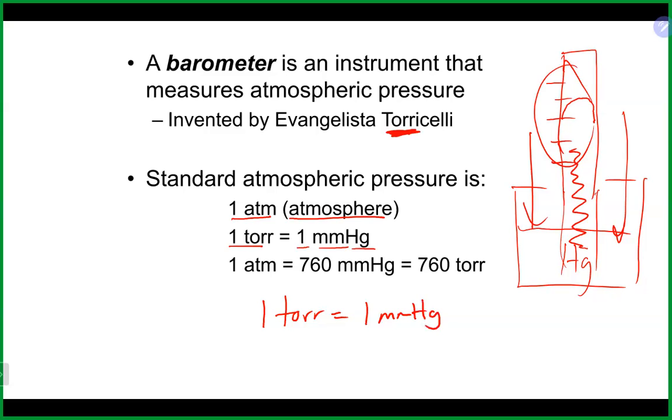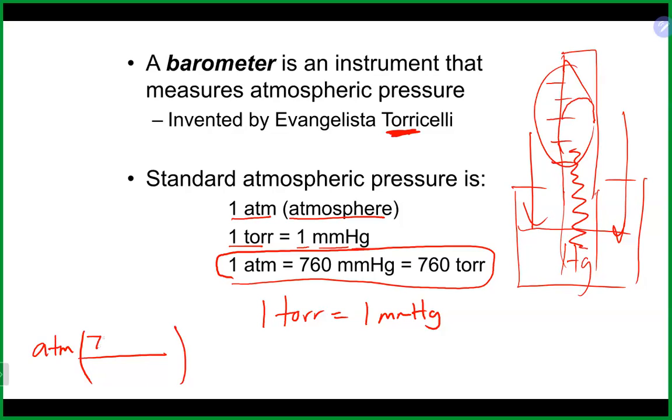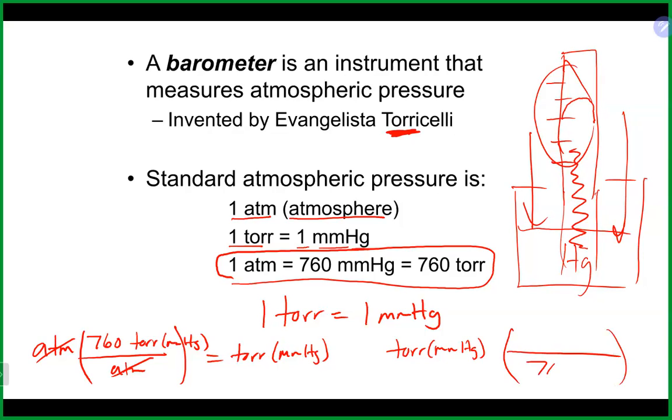There is a 1-to-1 conversion, and this is the 3-pack of conversions to go between those different units. 1 atmosphere is 760 millimeters of mercury, or 760 torr. That means if you have atmospheres, you need to multiply by 760 to get torr or millimeters of mercury, so that those units cancel. And if you have torr or millimeters of mercury, which is essentially the same number, you divide by 760 to get to atmospheres.